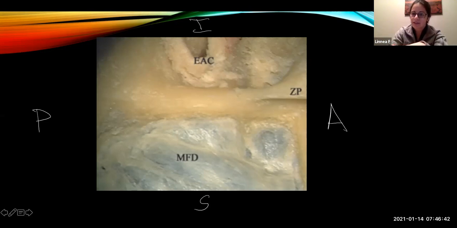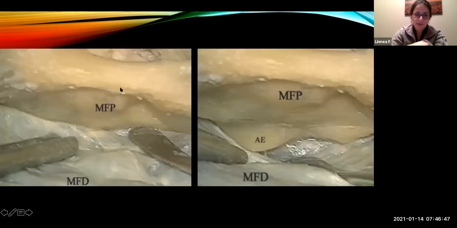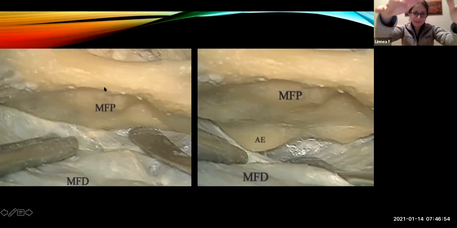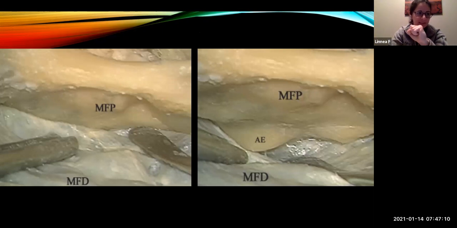There's your EAC, your zygomatic process, your middle fossa dura, again, anterior, posterior. As we start going down and raising the brain off of the bone, you start to see things. One of the first landmarks you're going to see is the arcuate eminence. The arcuate eminence roughly marks the position of the superior semicircular canal, although that relationship can be a little bit inconsistent. Again, the superior semicircular canal tends to be perpendicular to the petrous ridge.